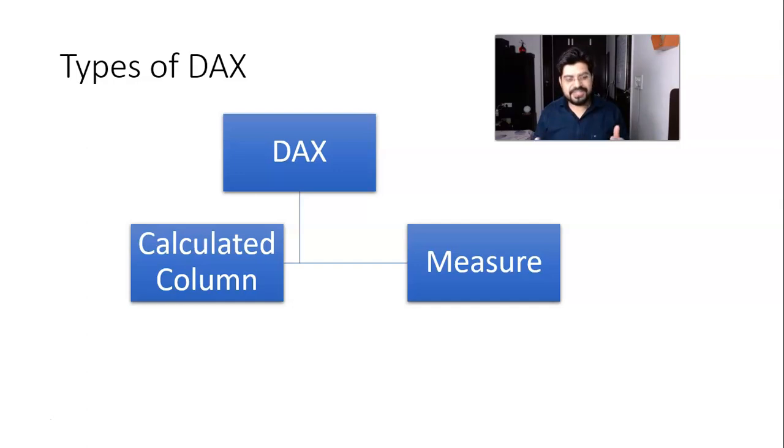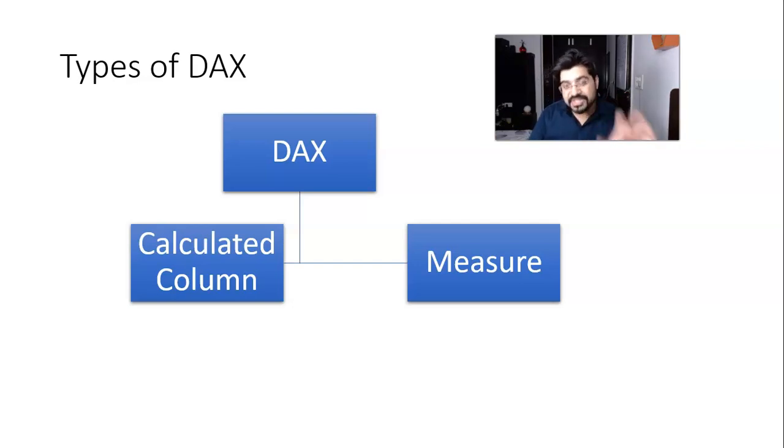A measure is basically an in-time calculation. It won't exist anywhere until the time you drag and drop it into the visualization. Simply by understanding this explanation, you can think that if we are creating an entire column as part of our model, it will take some space in the model, right? On the other hand, measures won't take any space. That is one of the best parts of it. We'll talk about the difference also in the next video, but these are the two major components or types in which you can write a DAX.